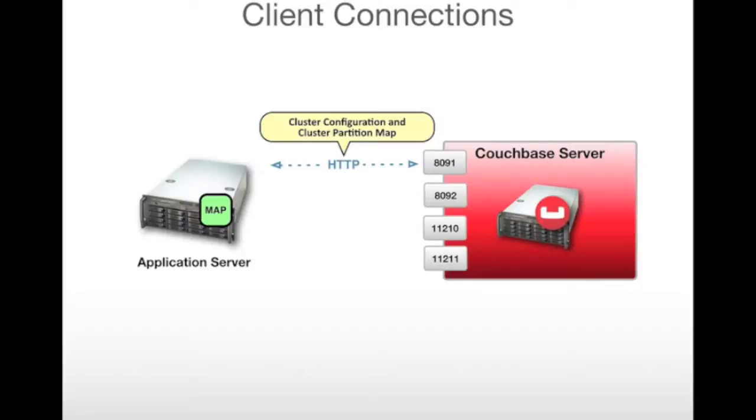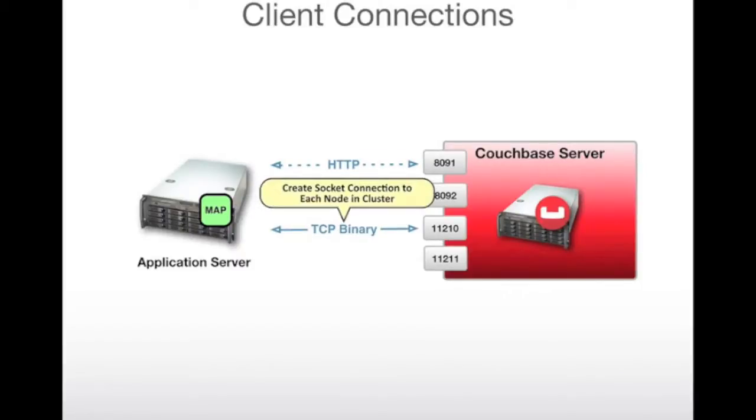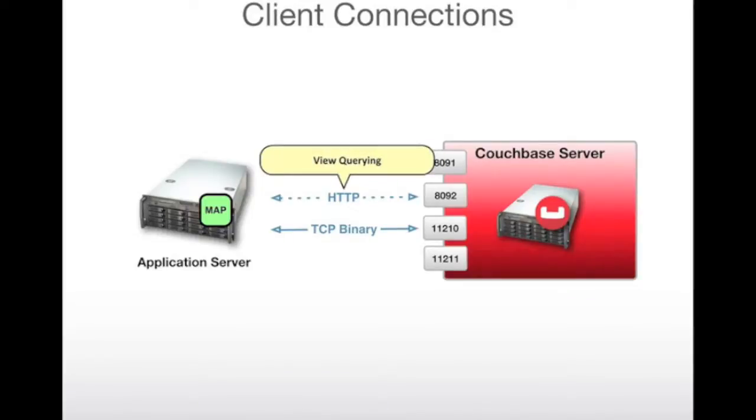Then after it gets the cluster partition map, it'll establish TCP binary socket connections to each node in the cluster. So in case of one Couchbase server, it'll be just to that one. But if you have 10 nodes, it'll establish persistent connections to each node in the cluster. When you're doing view querying, it'll be done on port 8092.